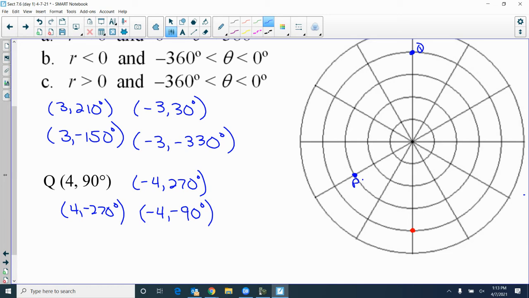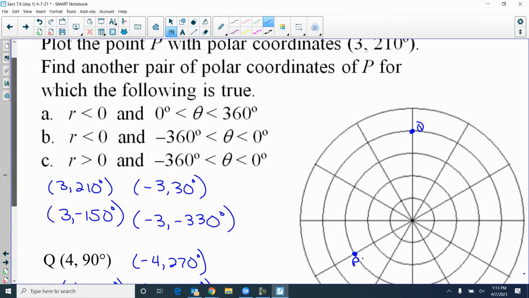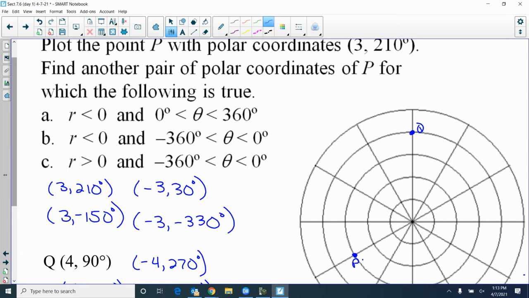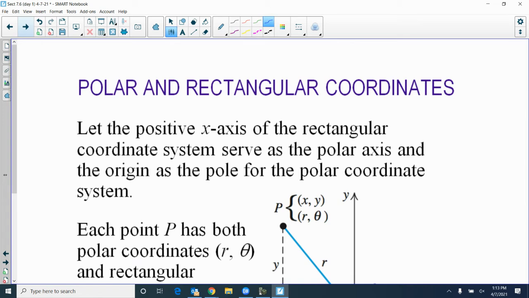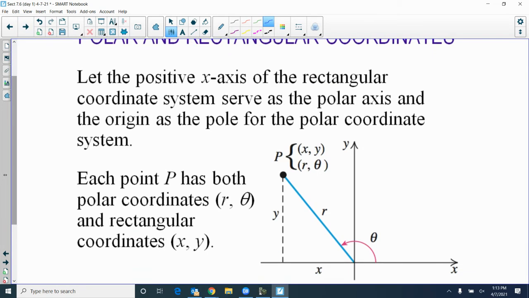All right, now you can also think about these on your regular coordinate system. We can label them with normal coordinates, like point Q. That point right there would be equivalent to 0, 4. Does that make sense? Here is 0, you go up 4. Now, the other points aren't as easy necessarily, but we're going to be able to convert from one to the other. All right, read through that.